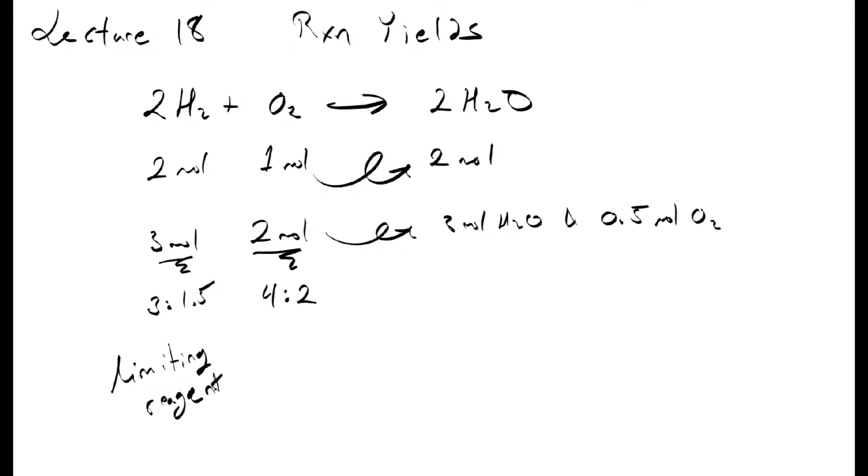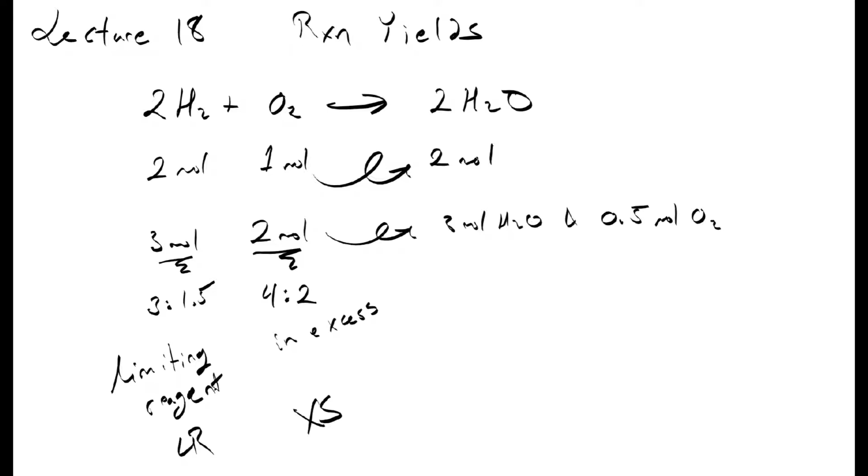Okay. So what it's saying is that this is what's putting a limit on what you could produce. The other one, oxygen, is present in excess. Okay. There's more than you need given the amount of hydrogen you have. Another way I'd like to write this is LR for limiting reagent and XS for excess.